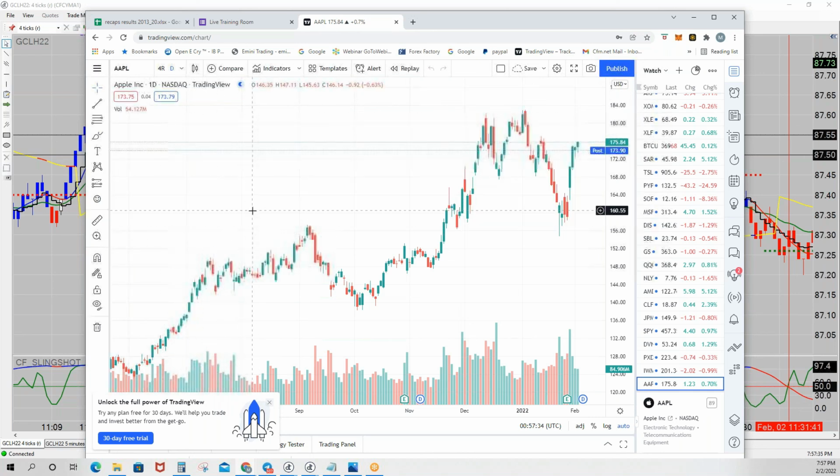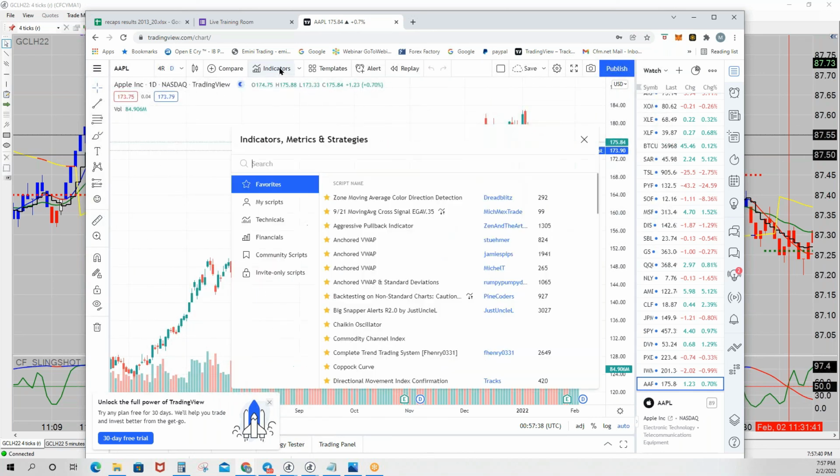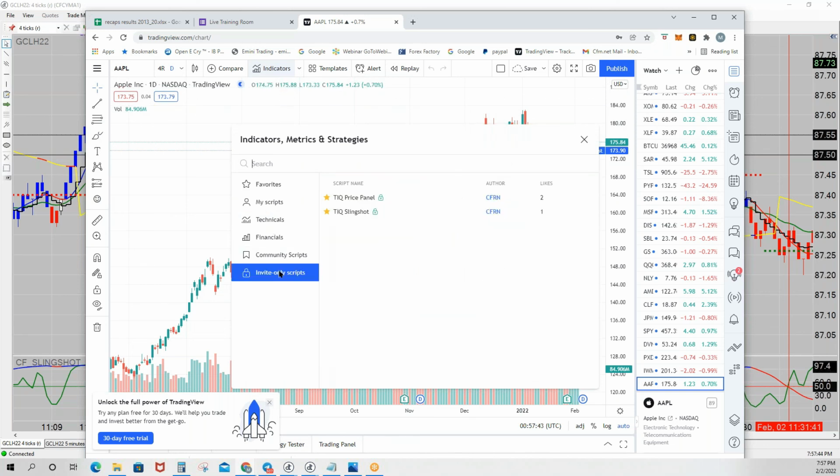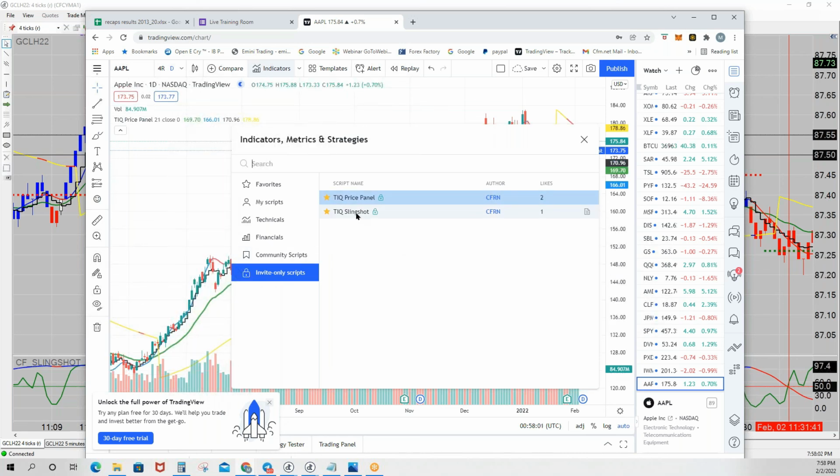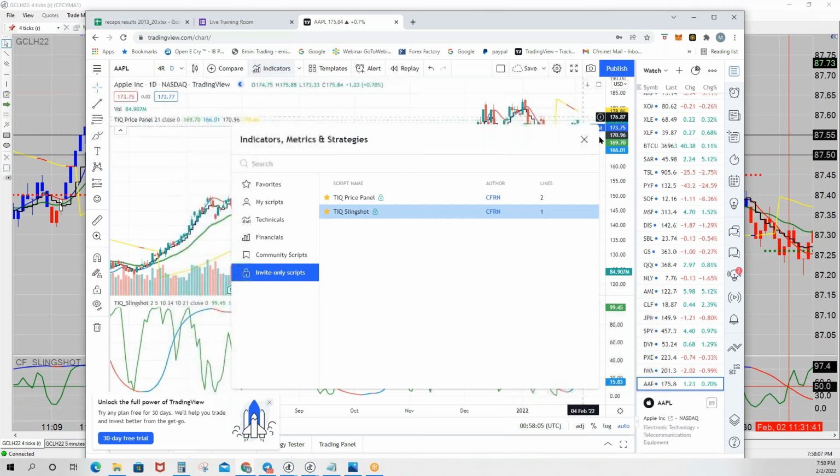Once you send us that ID and we enable it, when you go to indicators, you're going to have this thing down here that says invite only scripts. Click on that, and right here you see TIQ price panel and TIQ slingshot. That's Trading IQ price panel and Trading IQ slingshot. The price panel has all the things you need, and that's going to be up here on price. The slingshot goes down in the oscillator panel. You only have to click on that once and all the indicators show up.